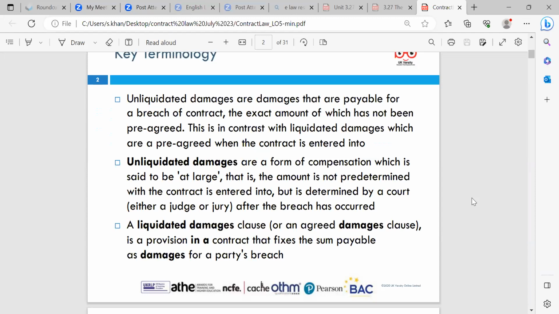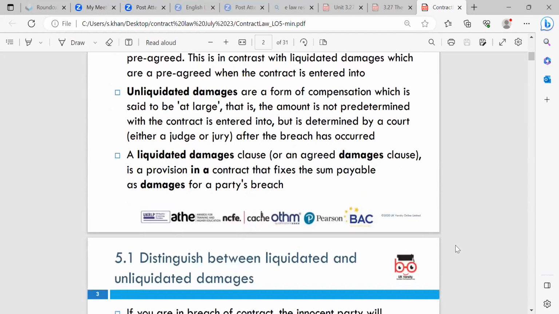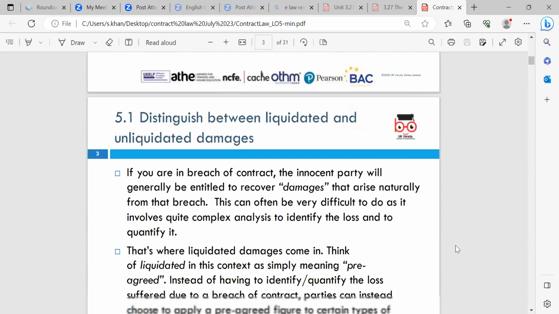A liquidated damages clause, or an agreed damages clause, is a provision in a contract that fixes the sum payable as damages for a party's breach. So if a party breaches an agreement or a contract, then a liquidated damages clause in the contract would say they will be payable for damages if anything happens.